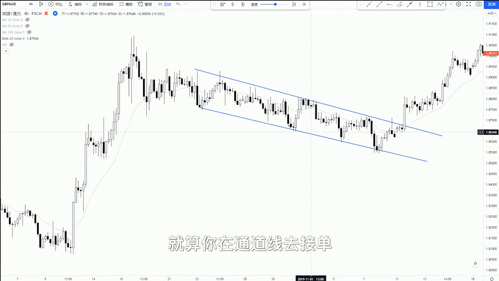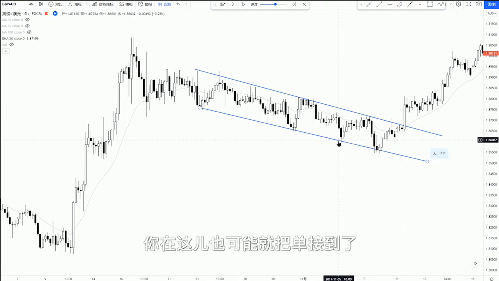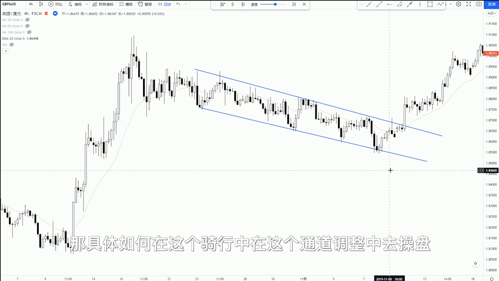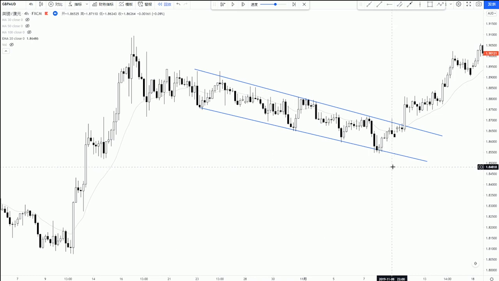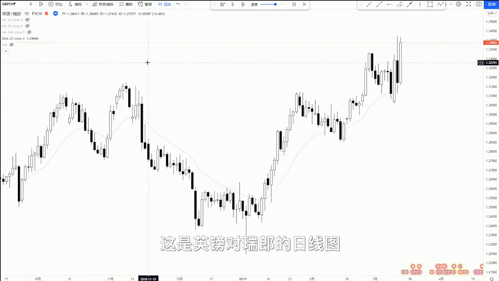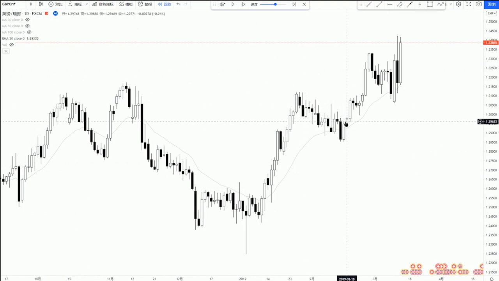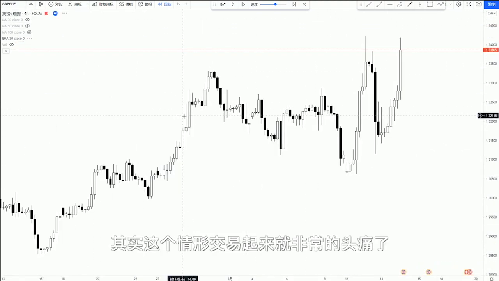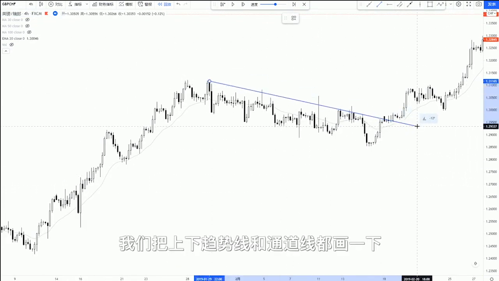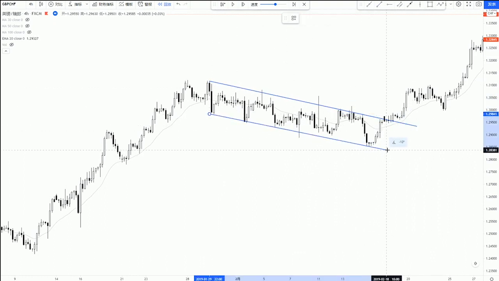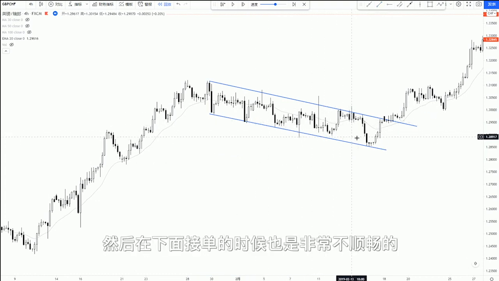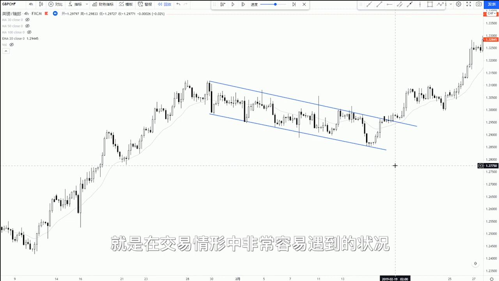Let's look at another example. This is the daily chart of the pound against the Swiss franc, and there's a channel adjustment here. Let's go to the small cycle and look at it. In fact, this is a very difficult situation to trade. It has a lot of false breaks. Let's draw the upper and lower trend lines and the channel lines. We can see a lot of false breaks. Then the following orders are also not smooth, and it is very easy to get caught in the trading. That is to say, analysis and trading are really completely different. After the analysis you can always find the real breakout trend, but in actual trading you may be caught in the false breakout.